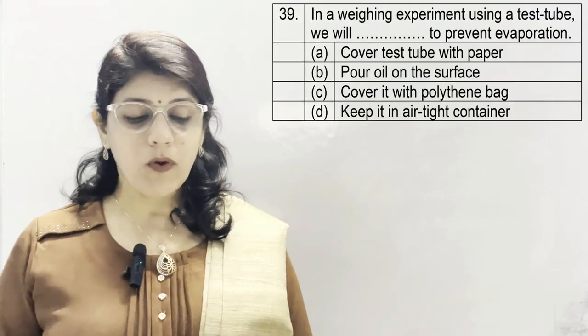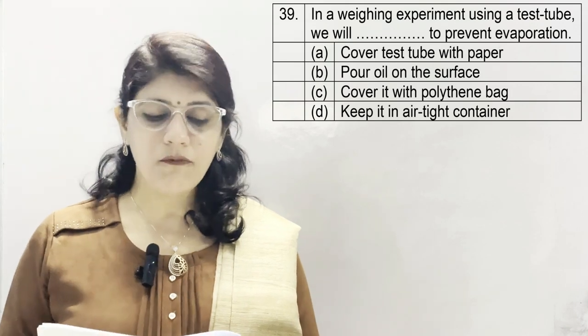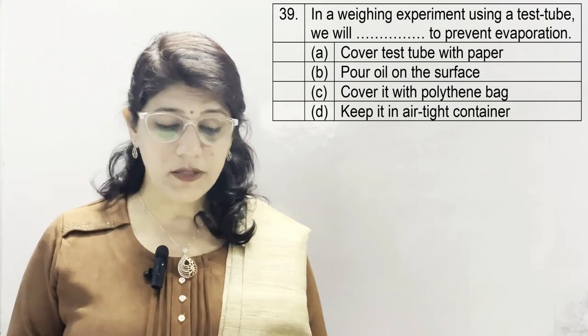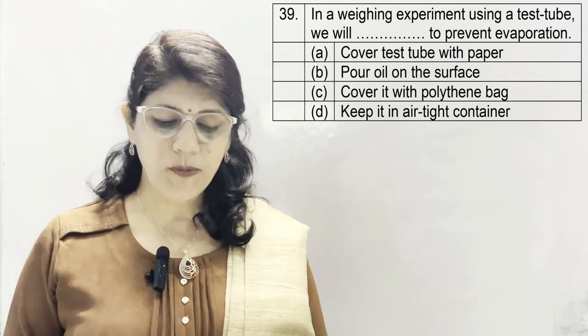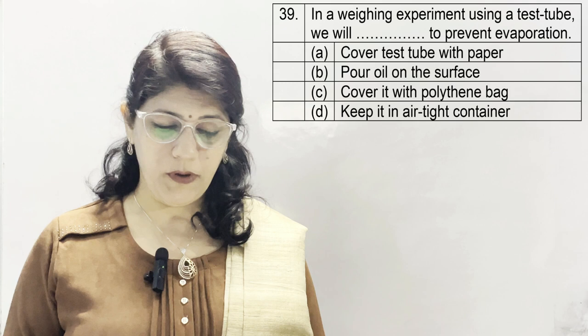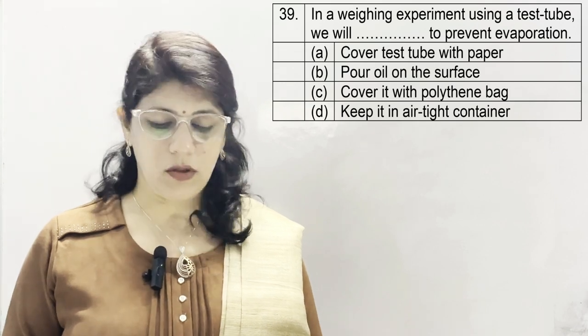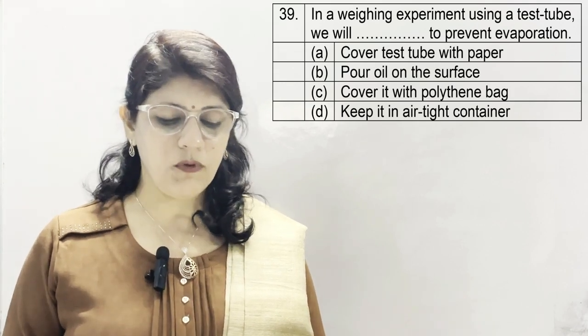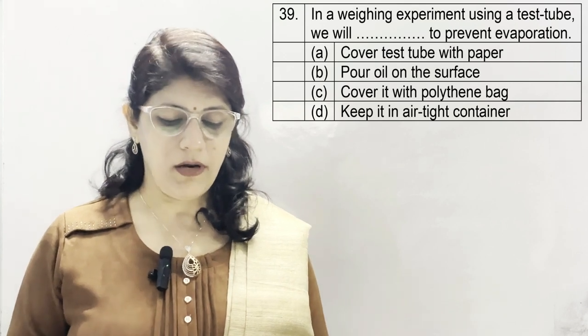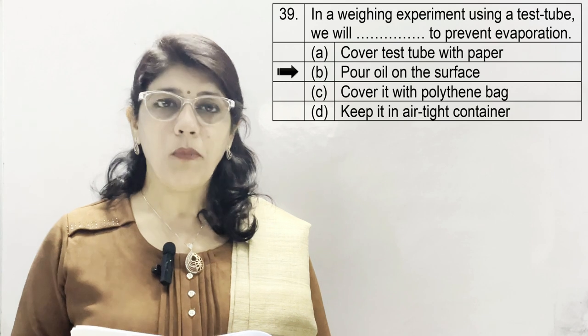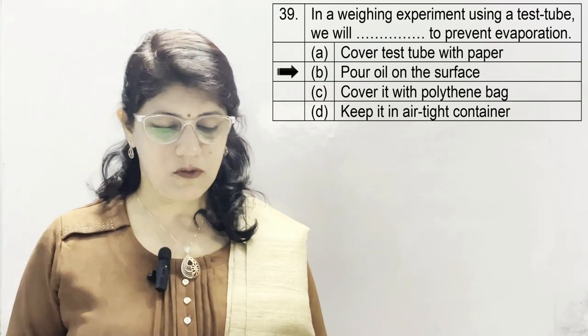In question number 39, in a weighing experiment using a test tube, we will dash to prevent evaporation. A option cover test tube with paper, B option pour oil on the surface, C cover it with polythene bag and D keep it in airtight container. And the correct option is pour oil on the surface.